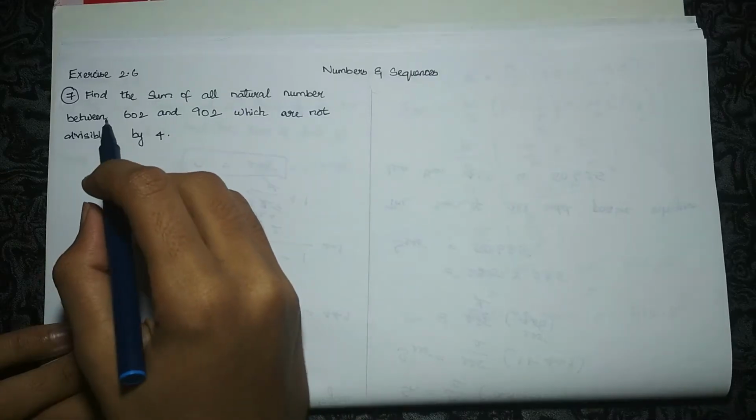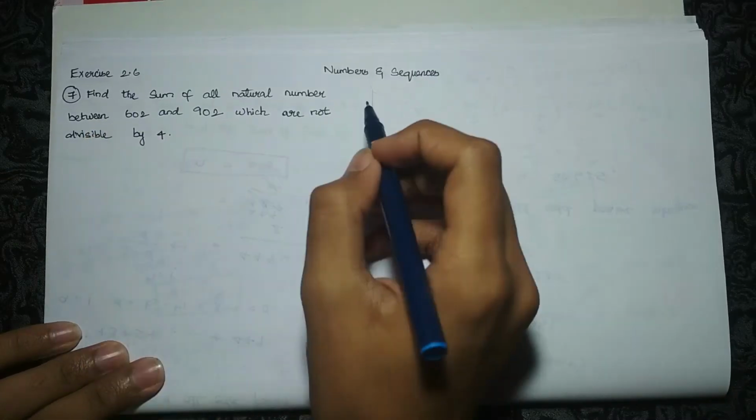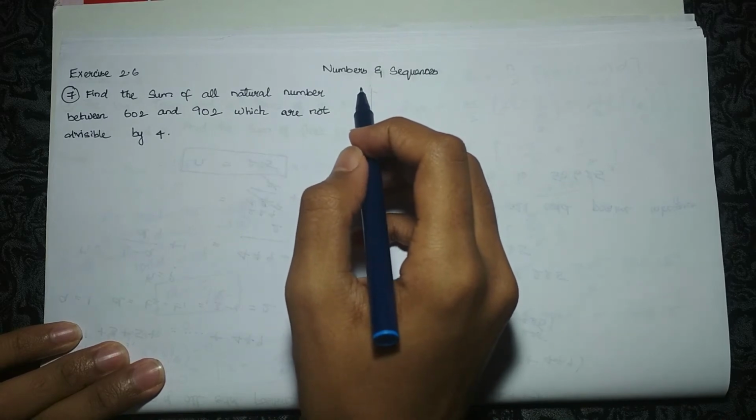In this class, we will see the seventh problem from exercise 2.6, chapter Numbers and Sequence. So let's go into the video.